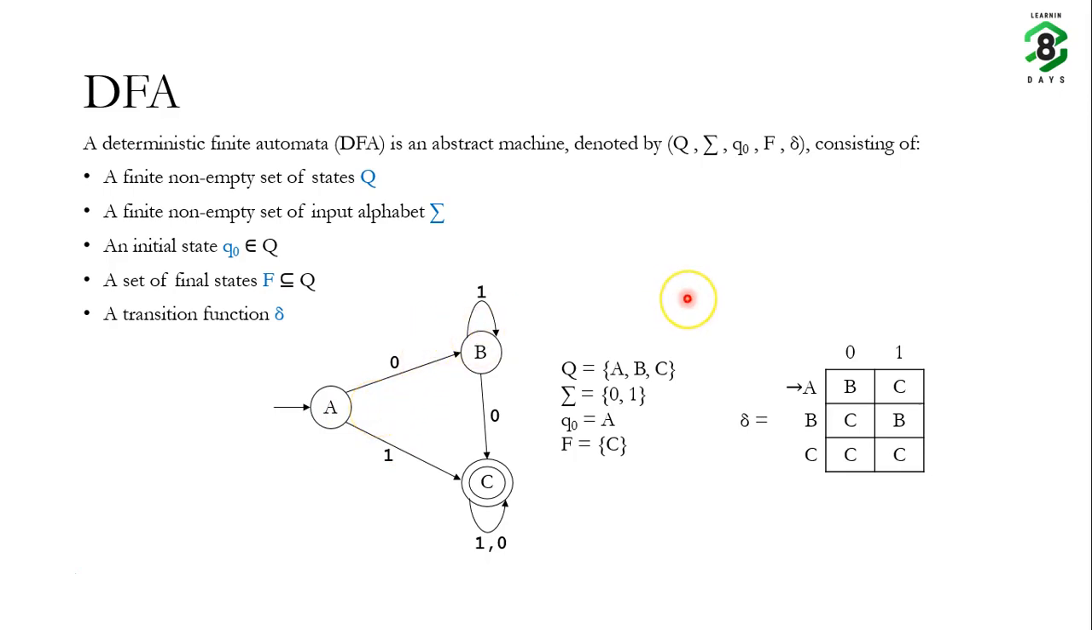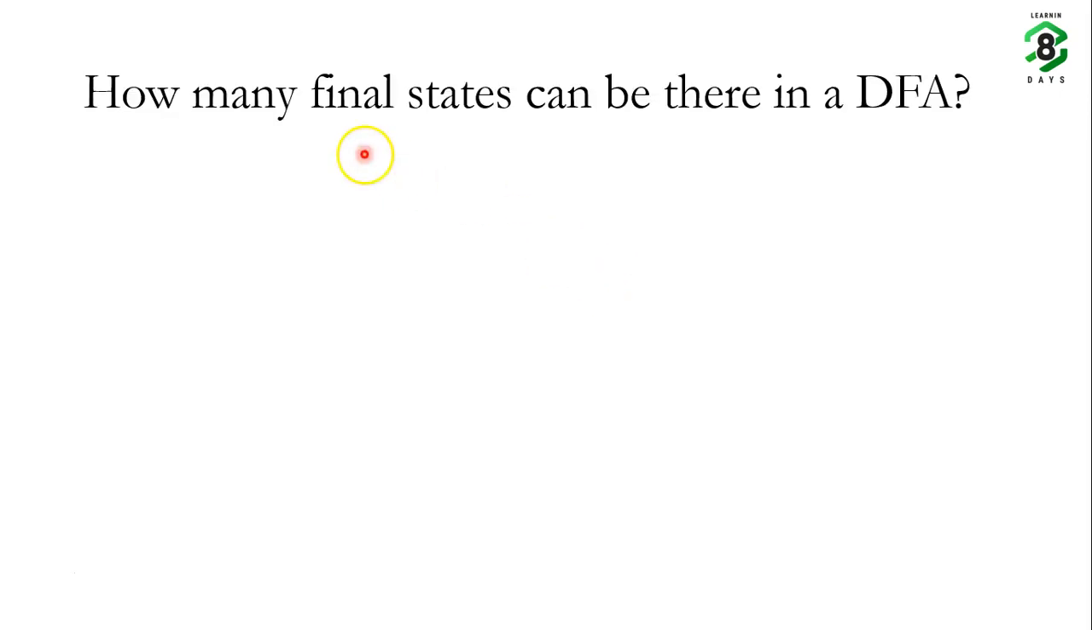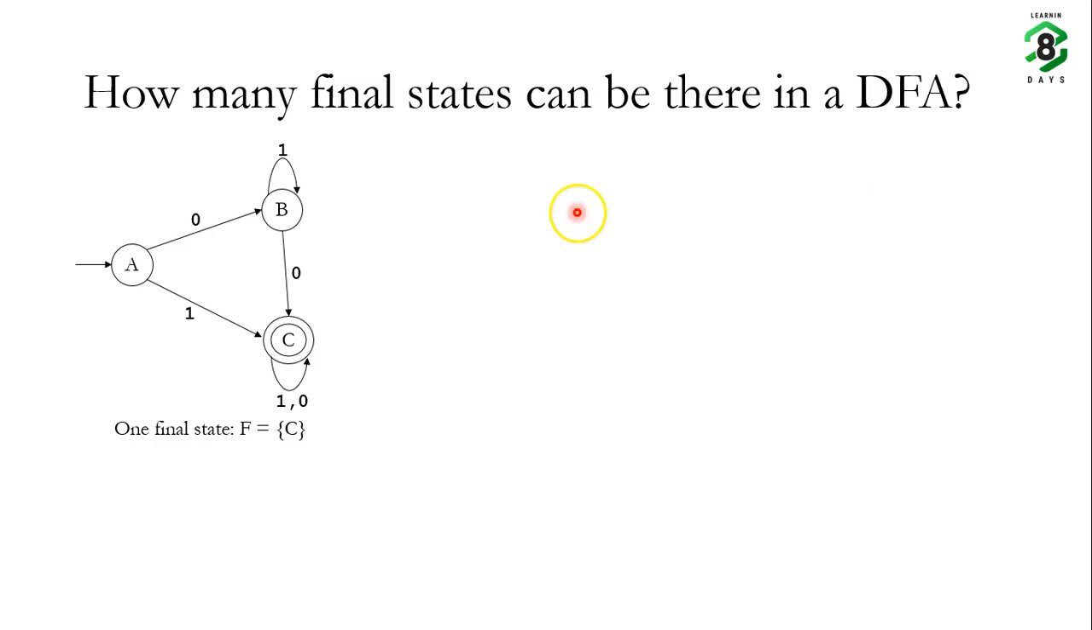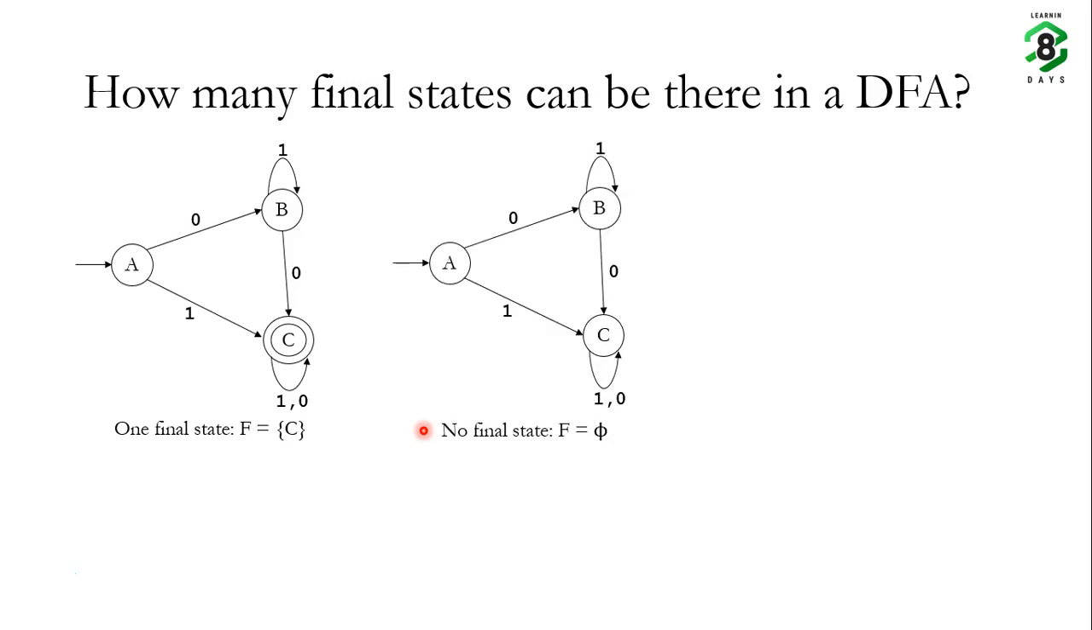Now, one interesting question is, how many final states can be there in a DFA? Well, first of all, we saw this machine where there was only one final state given by state C. But is it required that a machine must have a final state? The answer is no. So there can be a machine where there are no final states. As you can see in this machine, there are no final states. So the set F is basically the empty set, phi. So it is possible that a machine does not have any final state.